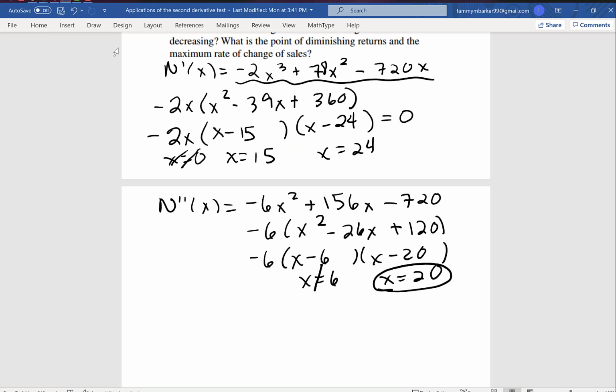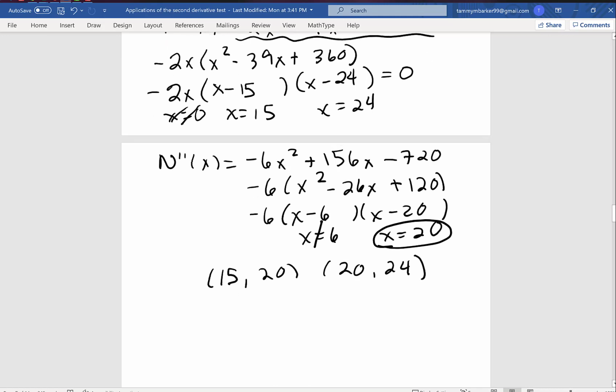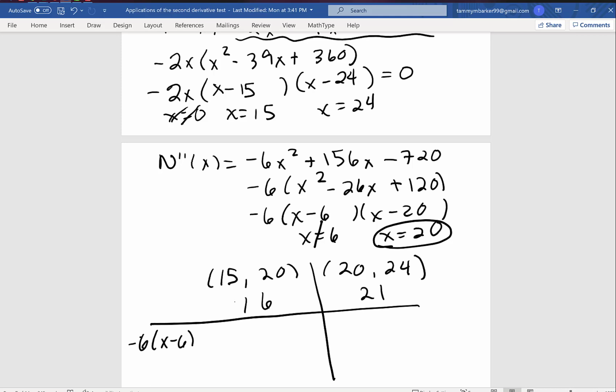To check the concavity, we need to break up the domain. So we start at 15, we go to 20, then from 20, we go to 24, and we're going to pick a test point. Let's say we pick 16, and let's pick 21. You're going to plug that into the second derivative. Don't forget the negative 6 out front. I have x minus 6 and x minus 20.